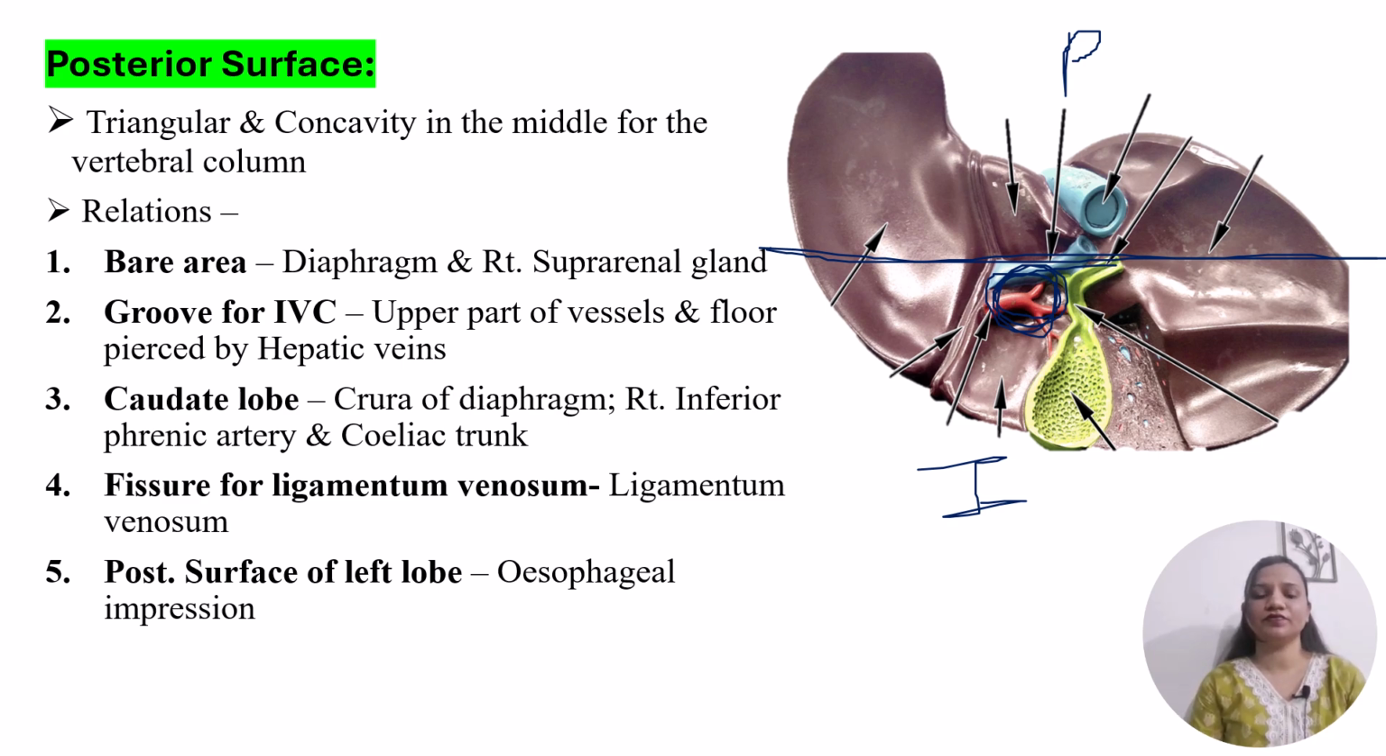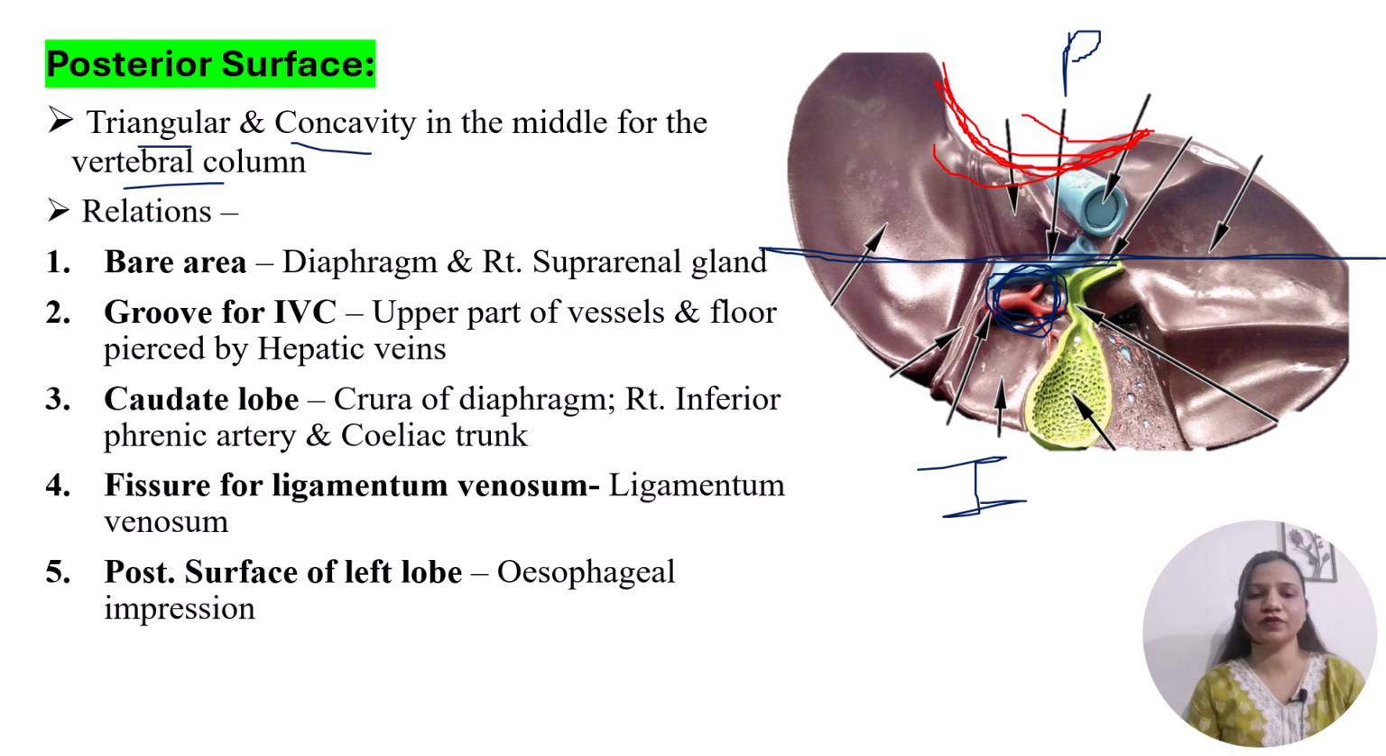So the posterior surface is triangular, with a concavity in the middle for the vertebral column. The posterior surface of the liver is also triangular in shape, and it has a concavity in the middle for the vertebral column, as the vertebral column is present behind it. You can appreciate here, this is the concavity present on the posterior surface for the vertebral column. It is actually a triangular shaped region or surface.